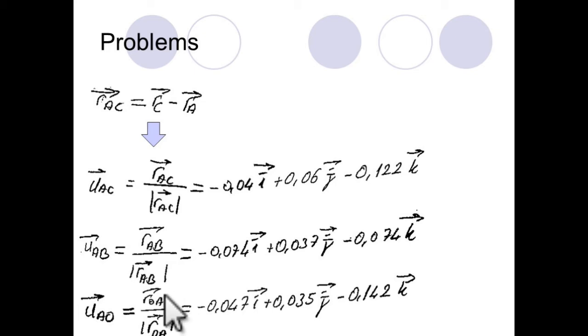Now the next thing is we will calculate the unit vector from A to O. So RAO is equal to RO minus RA. RO is 0. So it is 0 minus 0.047 I vector plus 0.037 J vector minus 0.142 K vector. So these are the unit vectors along the cords and along the pole.